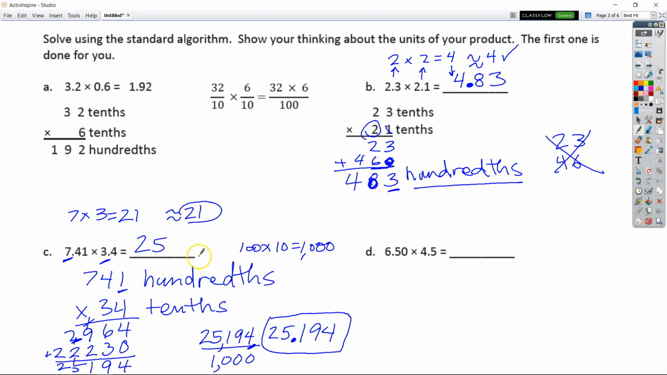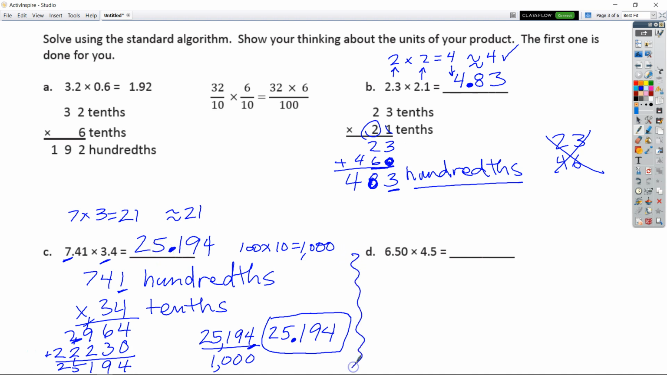That would be our final answer, and that is around 21, right? So that is around 21. It's not too far from 21. Remember, if we didn't move this decimal correctly, our other options would have been 251.94 or 2.519.4. And we know those aren't anywhere near 21. This is the closest option to 21.